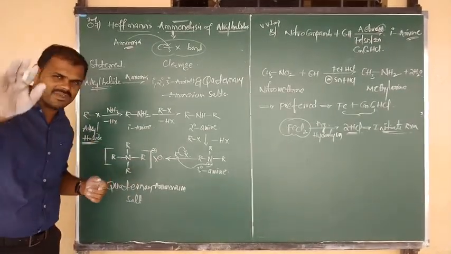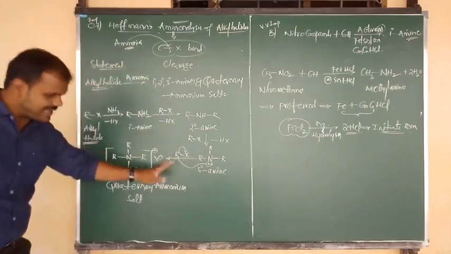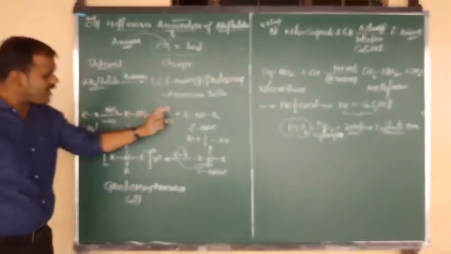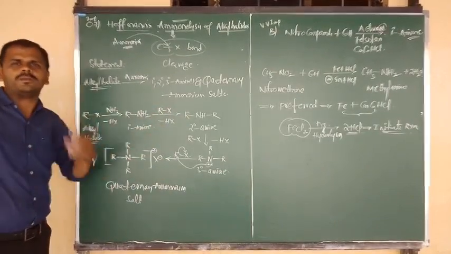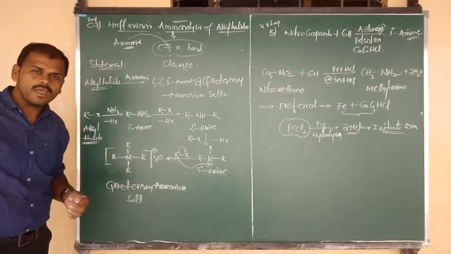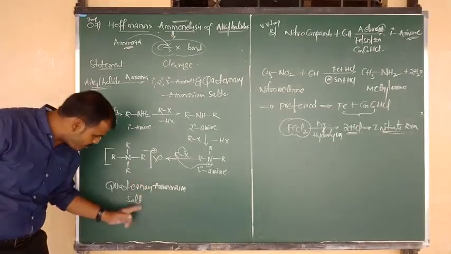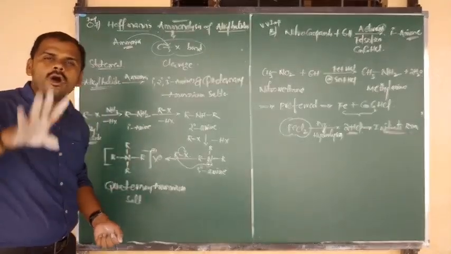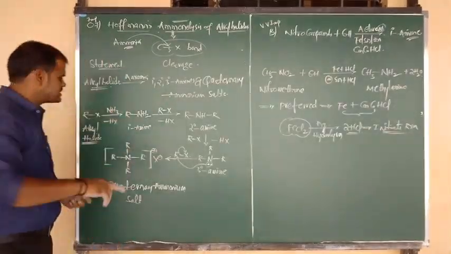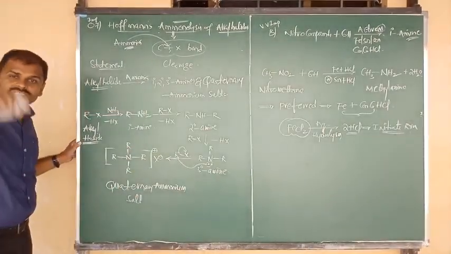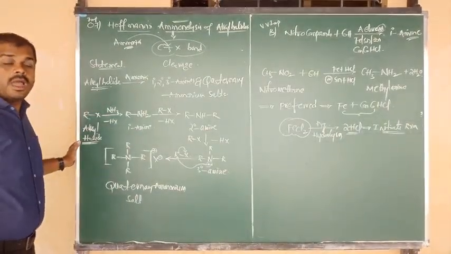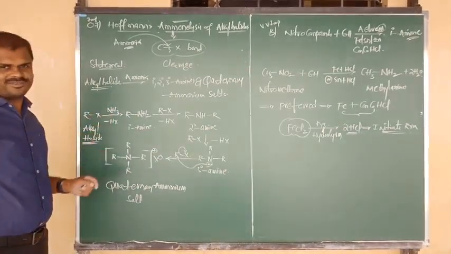The same example I have given in the notes. You can write the example for this. Just in the place of R, you can consider methyl, methyl, methyl, or you can consider ethyl, ethyl, ethyl, as you wish. So for the formation of quaternary ammonium salt, how many moles of alkyl halide are required? 4 moles. 1, 2, 3, 4. This question is repeated in objective exams. But the required ammonia is only 1 mole.